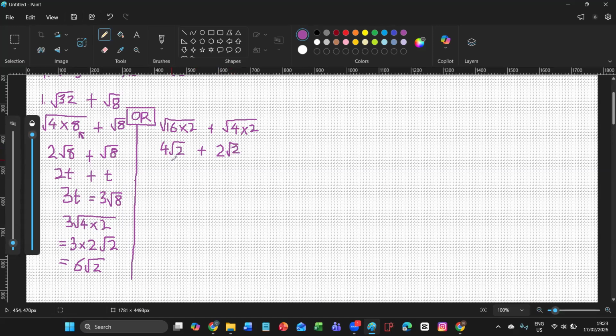Okay, so of course, again, this looks to me like what? 4x plus 2x, isn't it? Yes, sir. And what would now happen? 4x plus 2x will give me what? 6x. Excellent. 6x. And 6x in this scenario is equal to what? 6 root 2, if we see x as root 2.